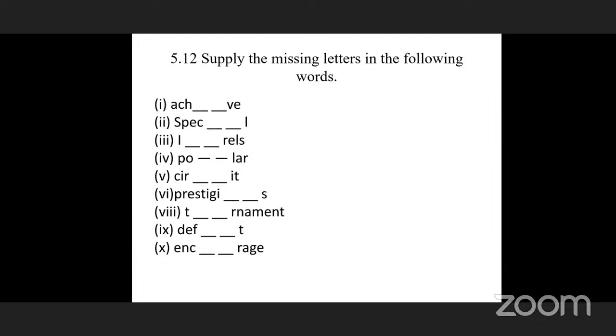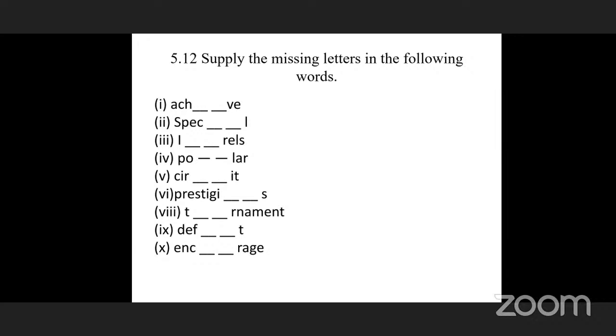Right. This is missing letters. It is very easy. First one is achieve. Second one is special. Third one is laurels. I told you that laurels means bring name and fame, glory. Fourth one is popular. Fifth one is circuit, international circuit.